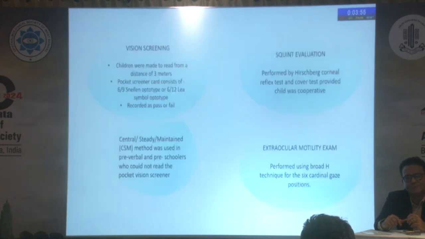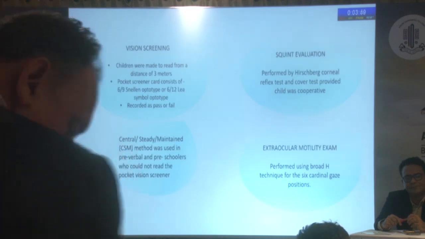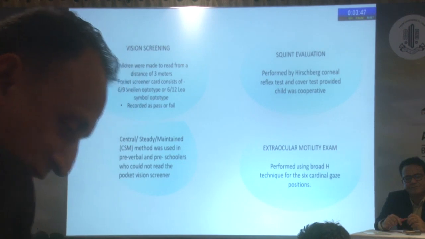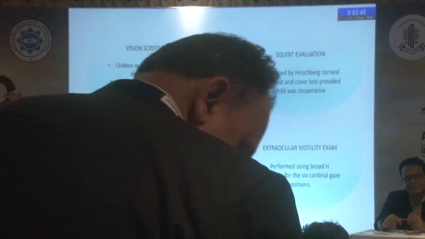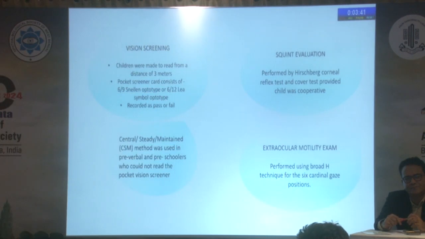The screening was done using a pocket screener, and the children were read from a distance of 3 meters. In preschool and pre-verbal children, the central, steady and maintain method was utilized. For squint evaluation, Hirschberg corneal reflex test and cover tests were performed. To assess the extraocular motility, we used the H technique.